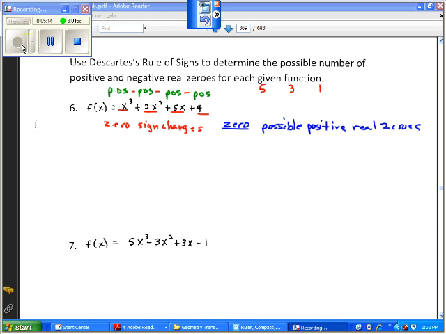Now, that was the possible positives. To find the number of possible negatives, we actually do f of negative x. We look at f of negative x. Now, let's go through the work and show what it looks like. f of negative x: we would be replacing the x with negative x, you understand? Which would be negative x to the third plus 2 times negative x squared plus 5 times negative x plus 4. We would look at f of negative x.